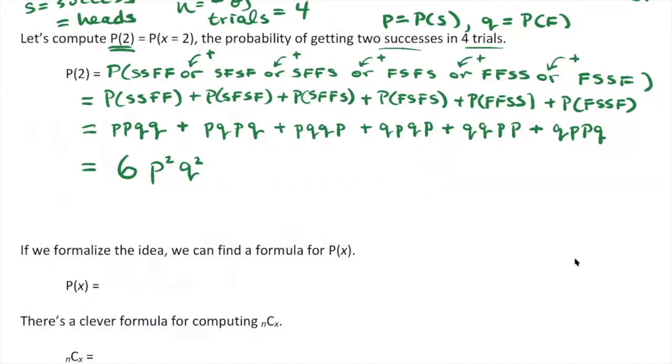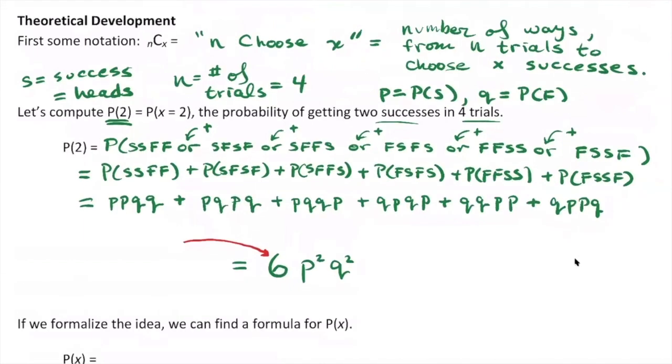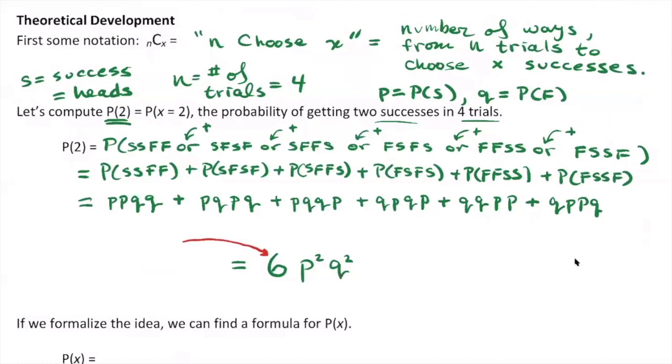Now what I actually want to do is I'm going to sort of center this and really highlight everything that's going on. Okay, so the first thing is that the 6 here is the number of ways that you can get 2 successes in 4 trials.